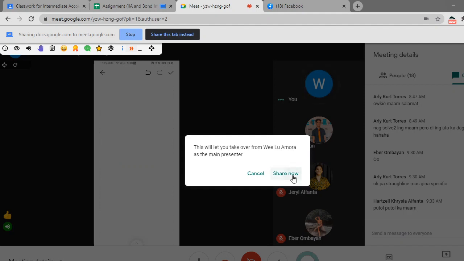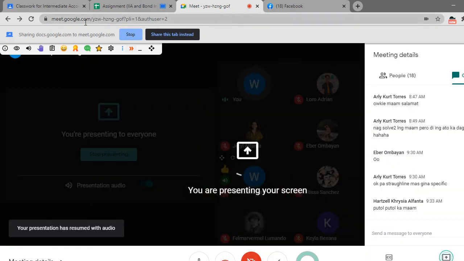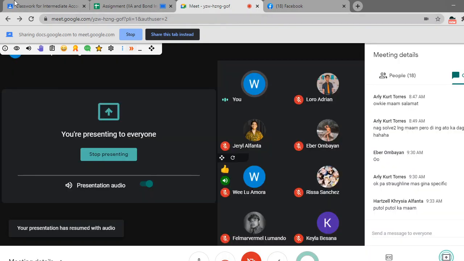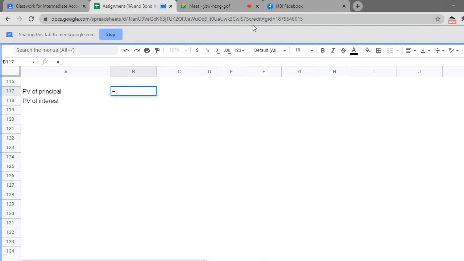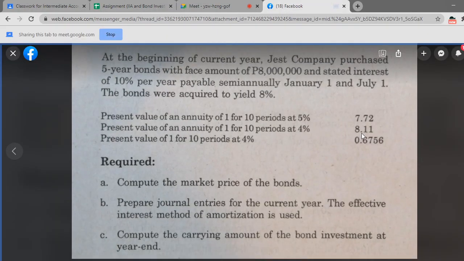Okay, ito na. Papresent na ako. Okay. So, balikan natin. Principal payment is a term payment. So, isang maturity lang yon. So, kung isang maturity lang siya, we use PV of 1. And in this problem, we're going to use the isang PV of 1 lang naman, present value of 1. That's 0.6756.